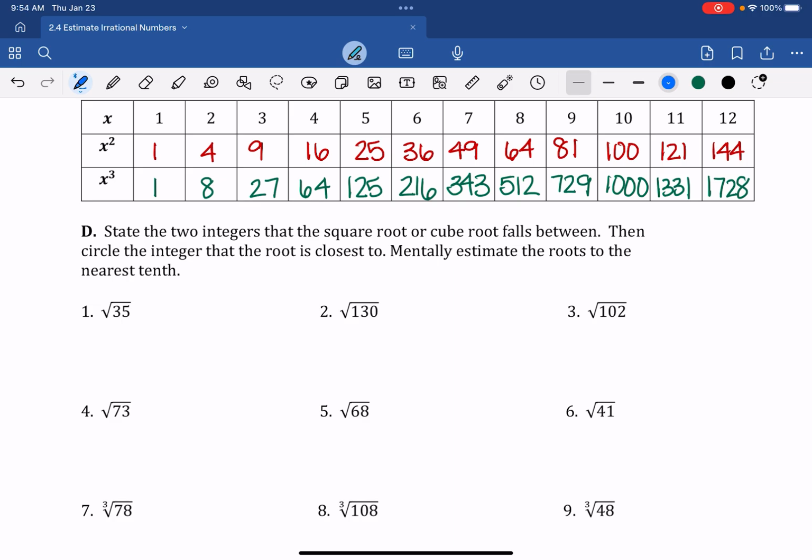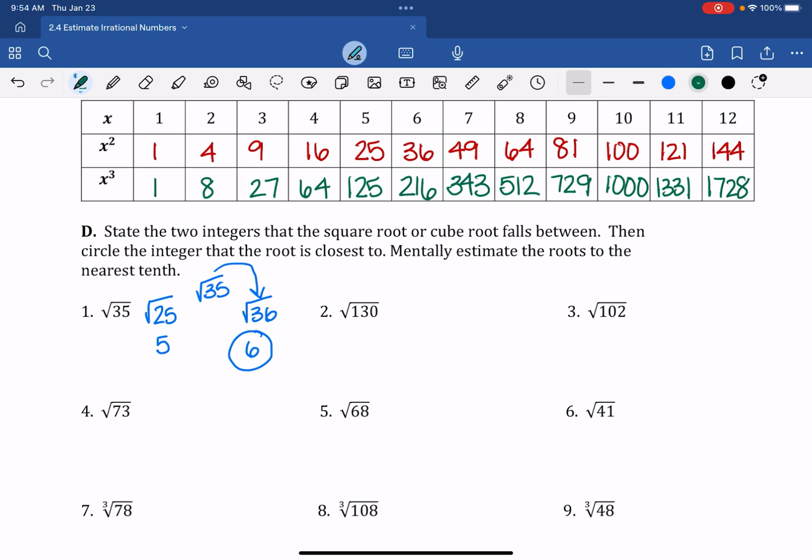So on this next section, the directions say to state the two integers that the square root or cube root falls between, then circle the integer that the root is closest to. So the square root of 35, I'm going to go on the squared row because it's the square root, and I'm going to go down. And I can see that the square root of 35 is in between the square root of 25 and the square root of 36. So 35 is right in between those two numbers, which means that the decimal will be in between 5 and 6, but 35 is closer to 36, so the decimal is going to be closer to 6.